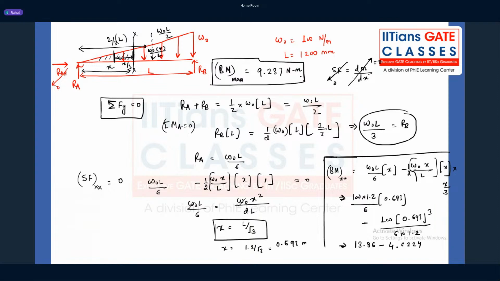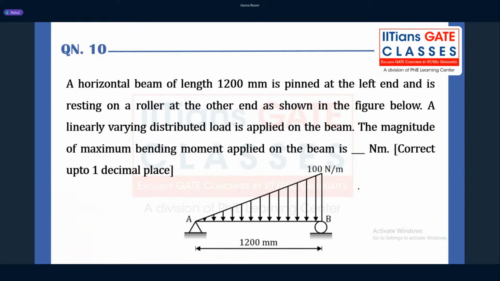Either you can follow this one or you have to directly remember the formula. What is the maximum bending moment? For a standard case, it is W naught L square over 9 root 3. If you put the values directly, you will get the answer. W naught is 100, L is 1.2, whole square over 9 root 3. You are going to get 9.237.